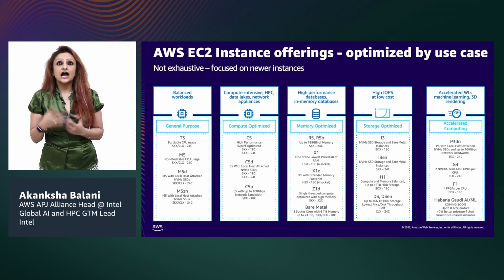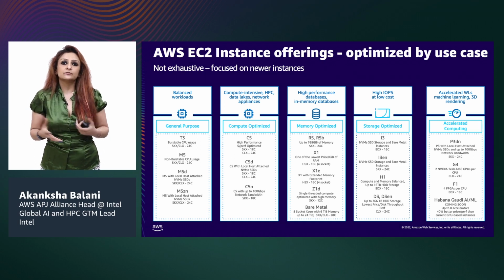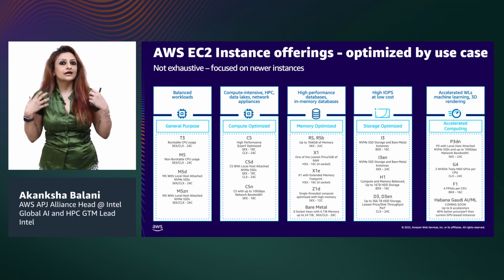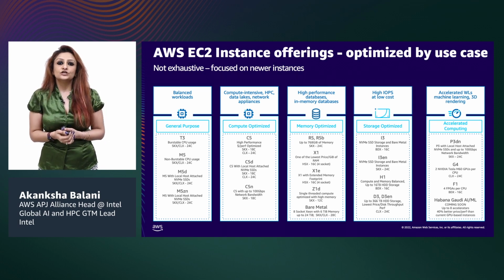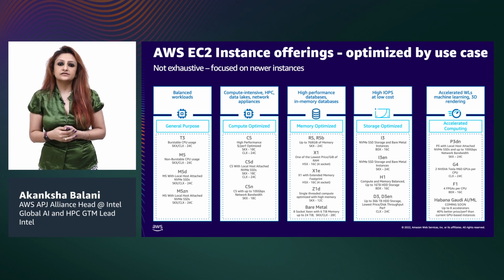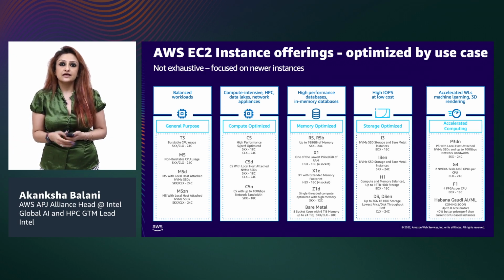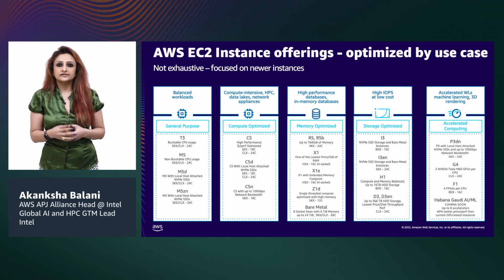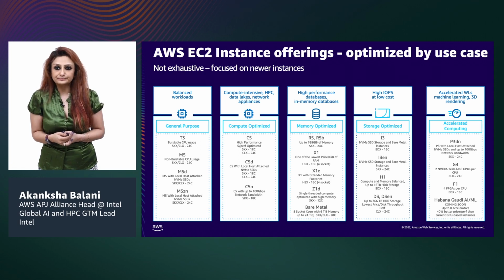The third is high-performance databases, in-memory databases. If you are a DB person, you want to make sure that you are trying to drive the best memory and optimized journey of the memory that you require for your application. Use the R5s, the R5Bs, the X1s, the X1Es, the Z1s, or the bare metal instances. They will get you that performance because they're custom built for in-memory database application development.